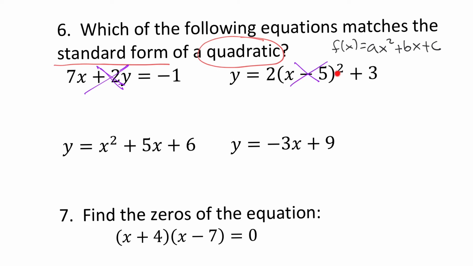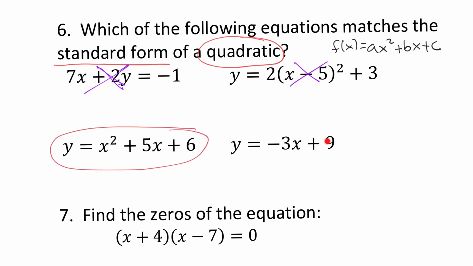We didn't talk about that in class, but it is not standard, so we are going to cross that out. Now if you look at this one, we do have the x squared, the 5x, and the c. No parentheses, and we do have a square. So this one here is the standard form for a quadratic.